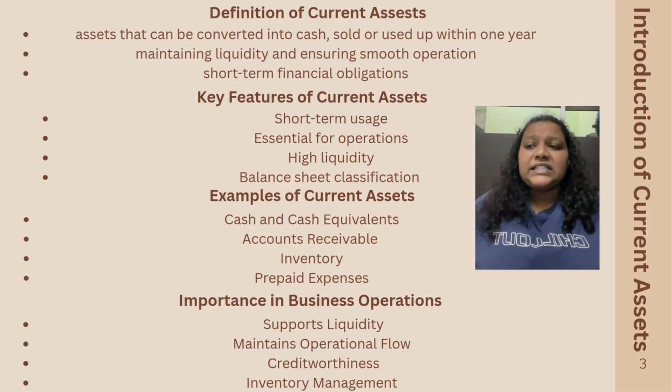The following one is creditworthiness. Lenders often assess current assets to evaluate a company's financial health. The last one for the importance in business operations is inventory management. It helps monitor stock levels and manage production efficiently.